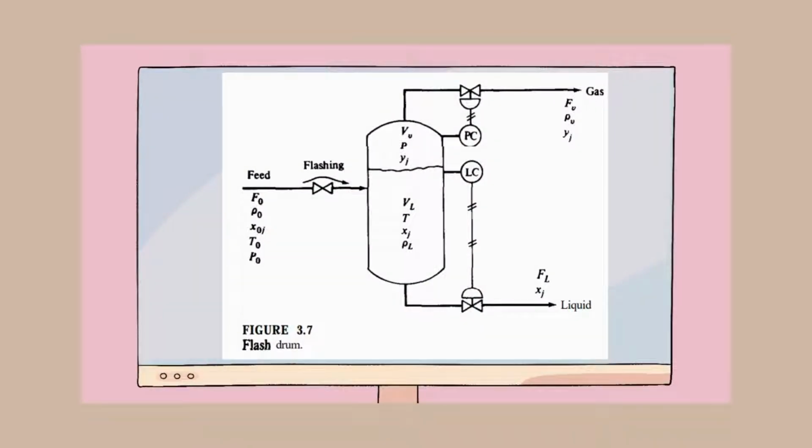The diagram shows the basic working principle of a flash drum. The feed, which is in liquid, will be flashed into a drum whereby the top product will be in gas phase while the bottom product will be in liquid phase.